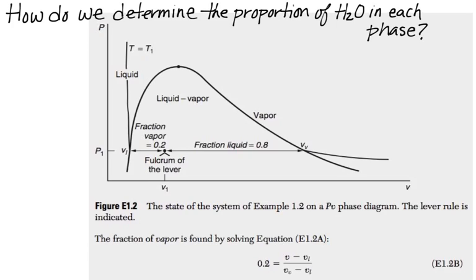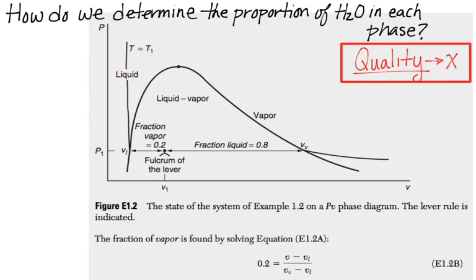How do we determine the proportion of H2O in each phase when we're under the vapor dome? It's basically a number line or a tie line where we have to know the fraction in between. That fraction in between, along the tie line, is called the quality, X. It's a value from 0 to 1. This is not a percentage, this is a fraction. We're in engineering, we use fractions, we don't use percentages. So 0 to 1, quality, X.